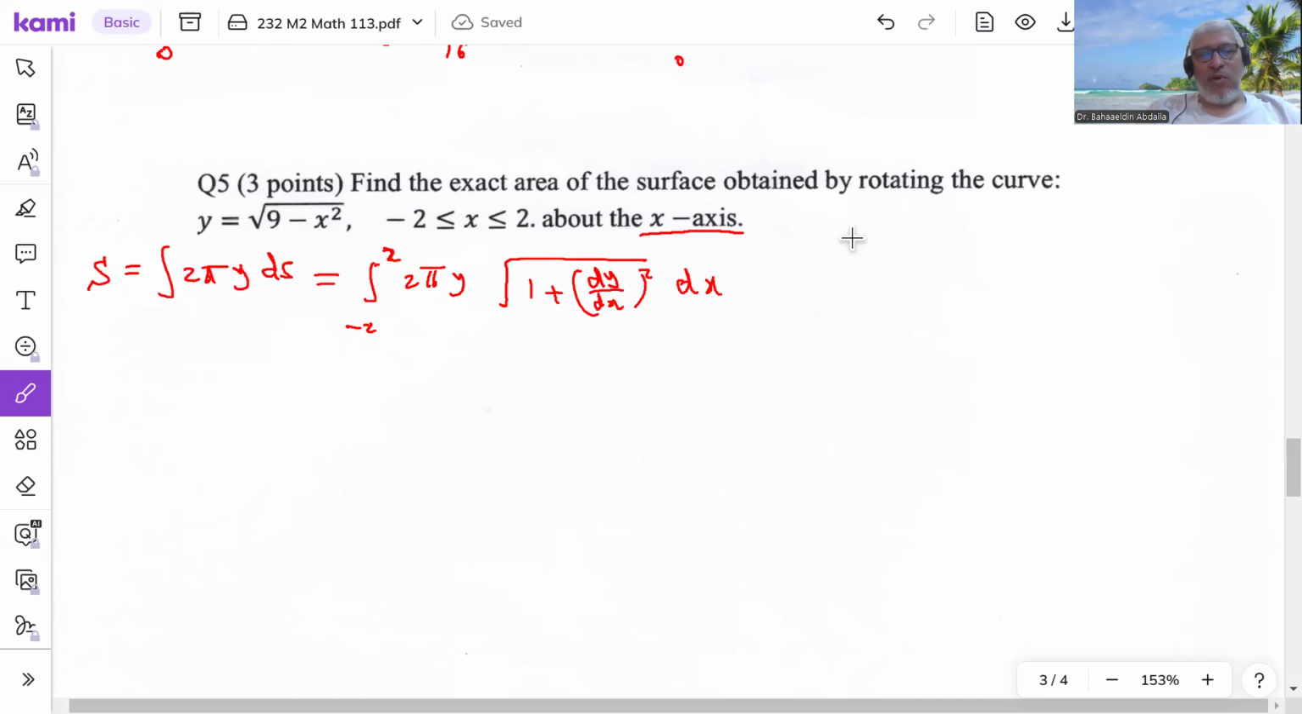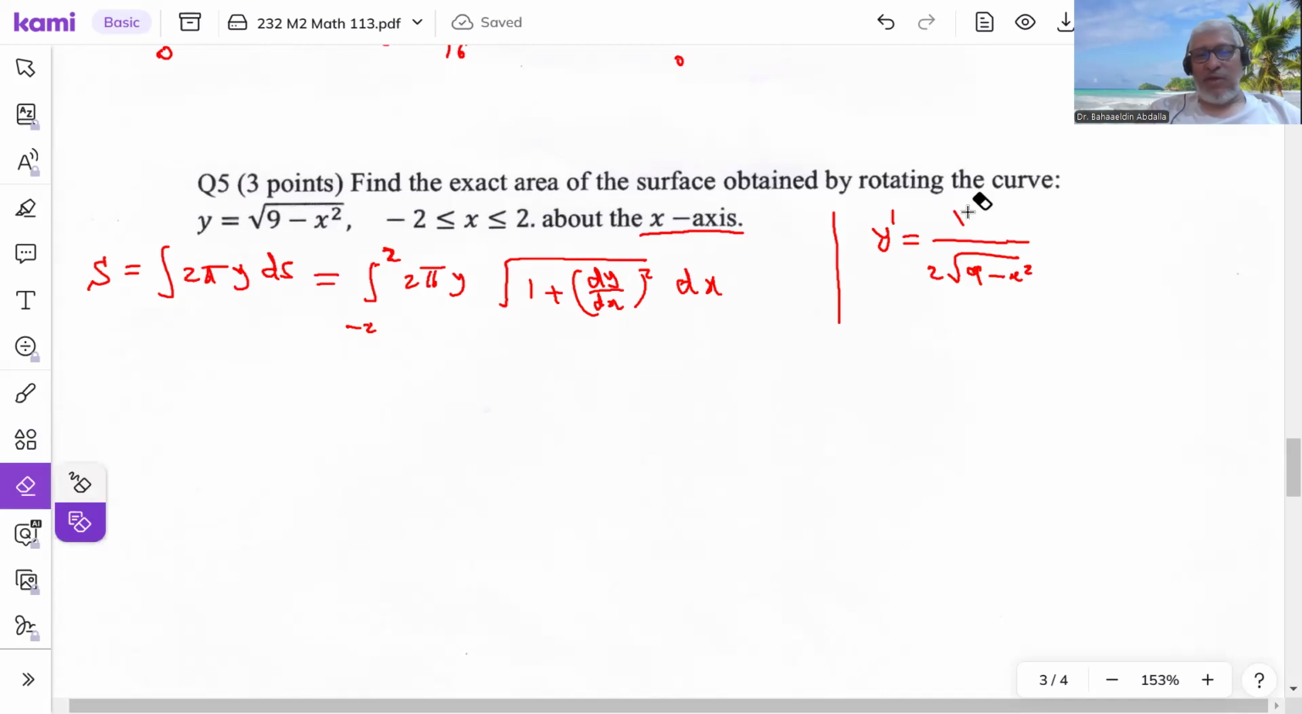Now, y, this is y. So y prime, or dy by dx, would be the derivative of the square root: 1 over 2 times the square root, times the derivative of 9 minus x squared. The derivative of 9 is 0. The derivative of negative x squared is negative 2x. And I cancel 2 with 2, and I raise it to the power 2.